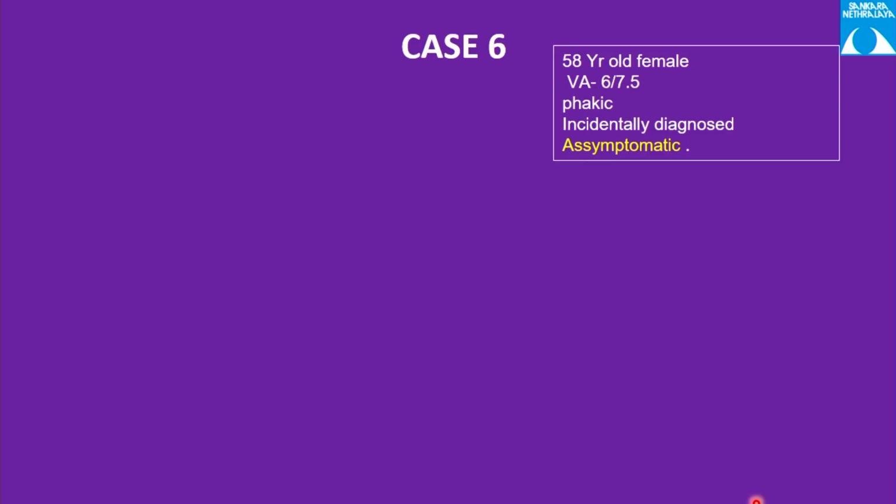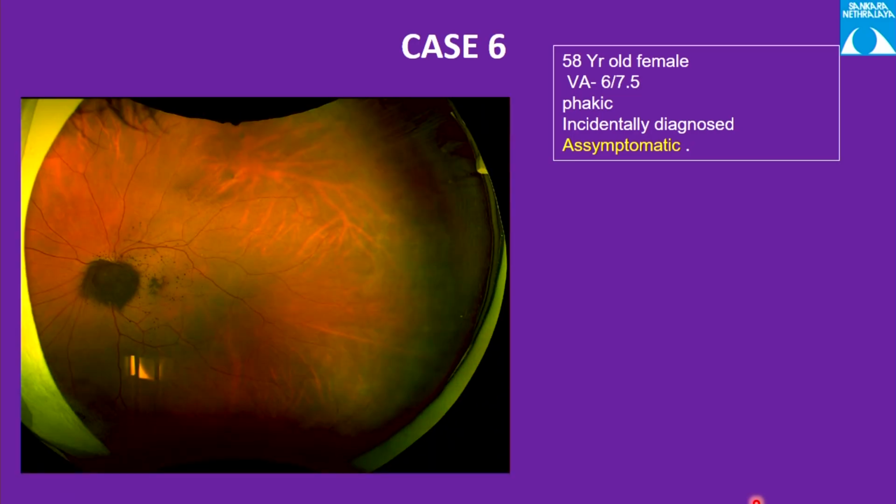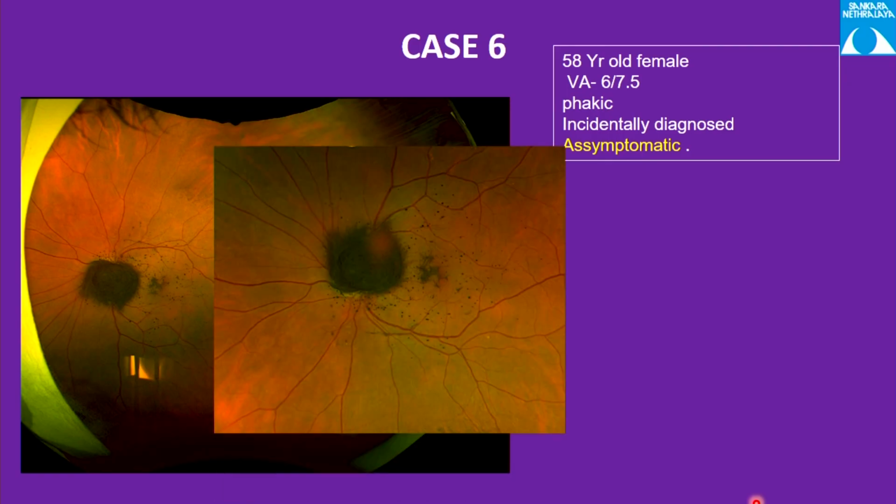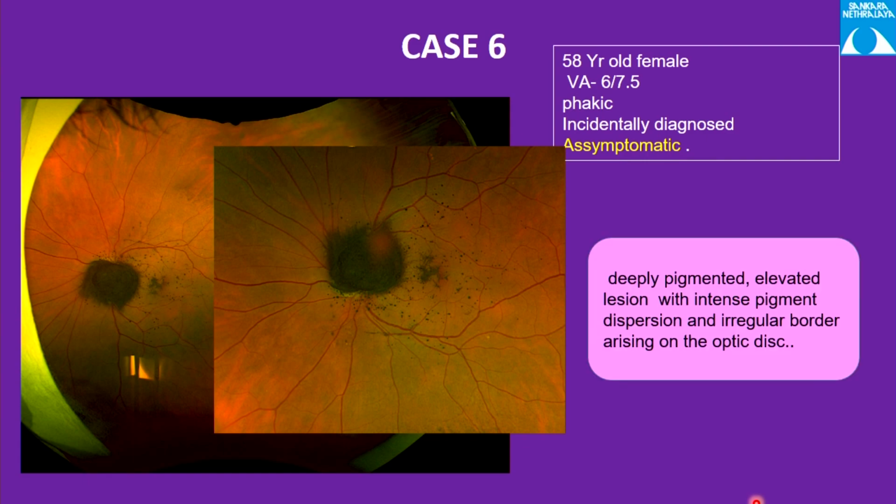A 58-year-old female presented with a visual acuity of 6 by 7.5. She's phakic. She just came for a regular checkup. Upon examination, this is the Optos image of the left eye. As you can see, there is a pigmented elevated mass at the optic disc, and there is intense pigment dispersion just adjacent to the lesion.